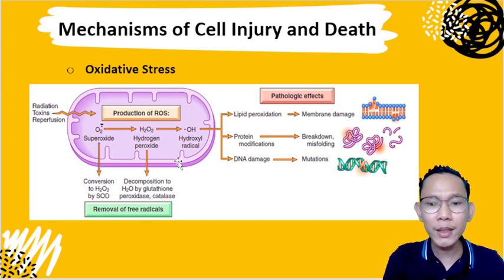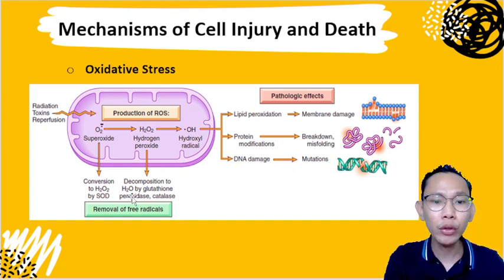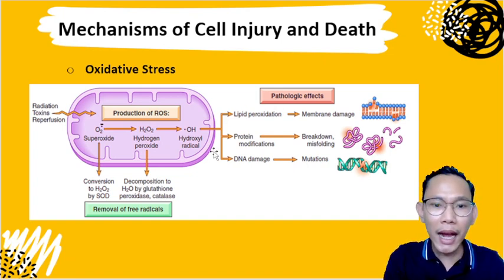Pero, what happens when there is excessive production of ROS or inadequate removal? Kung merong masyadong maraming pinuproduce na ROS or hindi kayang i-remove lahat ng enzymatic system natin yung free radicals, anong mangyayari? Then, it will lead to accumulation of your free radicals. In short, dadami ang ating free radicals if sobrang dami nila na hindi sila kayang ma-remove ng ating enzymatic system.